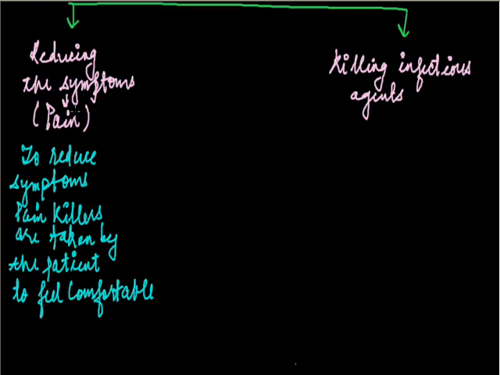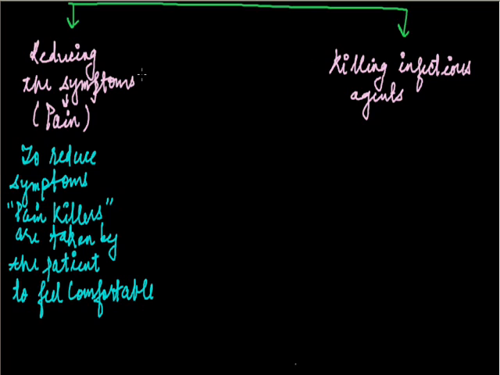Reducing the symptoms, like headaches and stomach aches: to reduce these symptoms, we take some painkillers. By taking these painkillers, these symptoms can be reduced, but the disease cannot be eliminated by the painkillers. So for killing infectious agents, drugs and antibiotics are used.